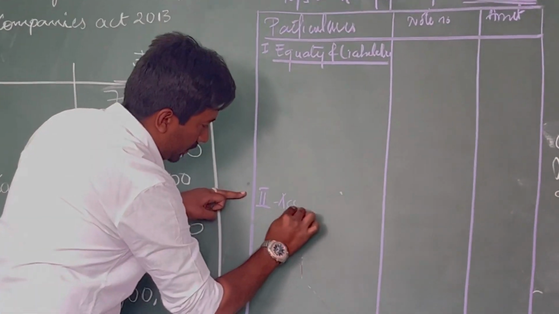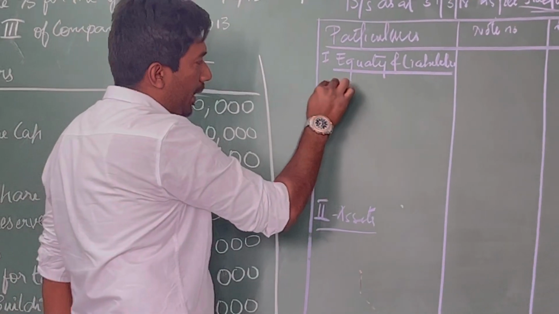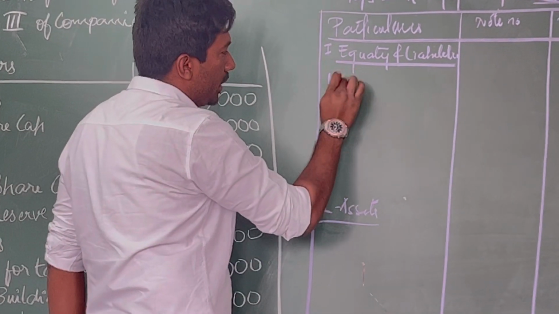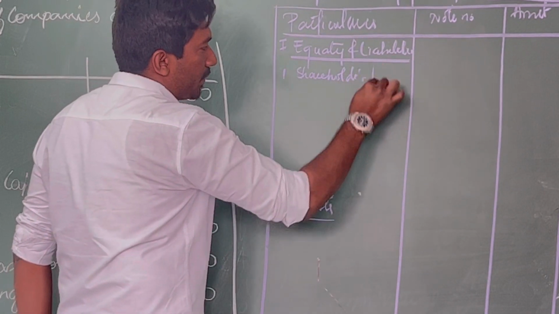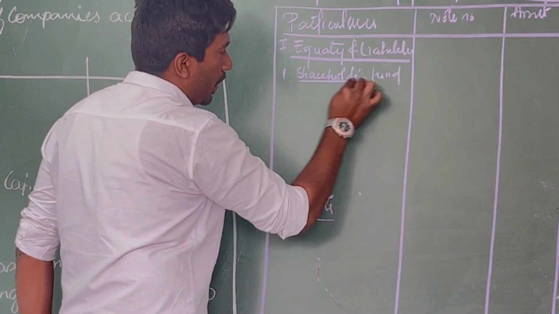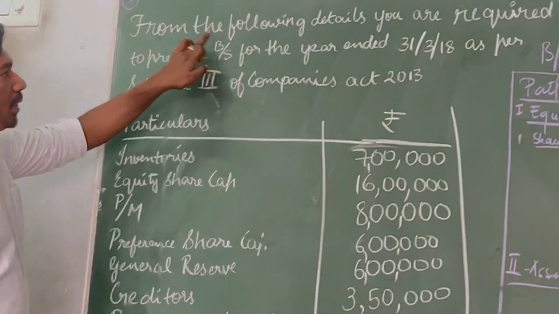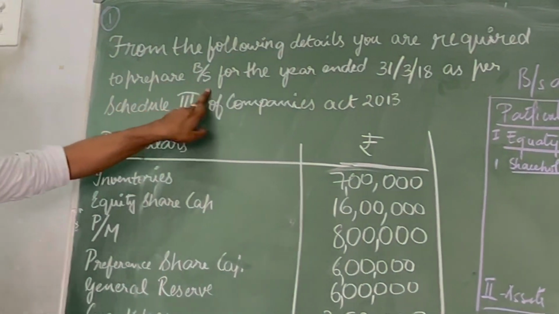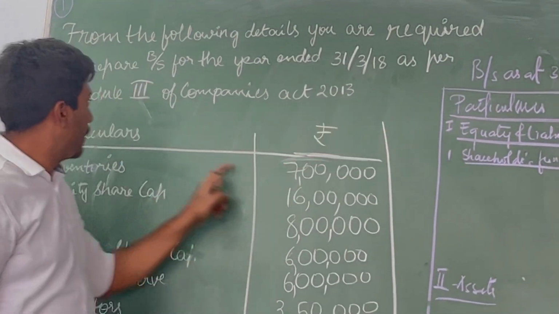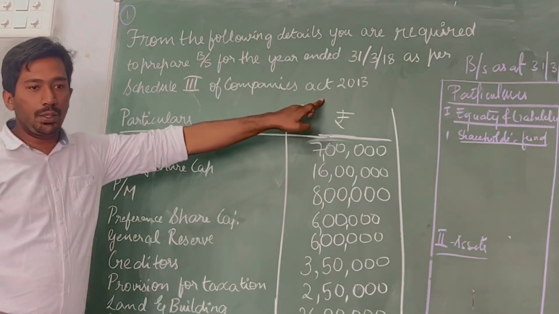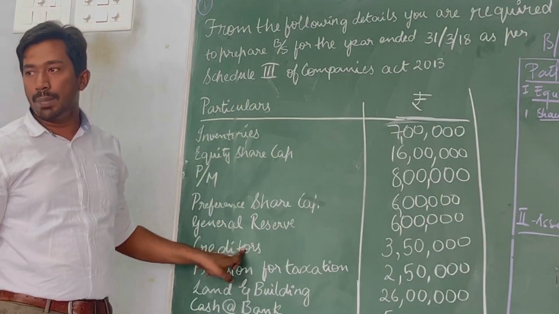we have assets. Under that we have 1 heading, number 1, shareholders fund. This is the first subheading. Okay, so now we will go here. See, they have given from the following details. You are required to prepare balance sheet for the year ended 31st March 2018 as per Schedule 3 of Companies Act 2013. Done? Schedule 3 vertical balance sheet.